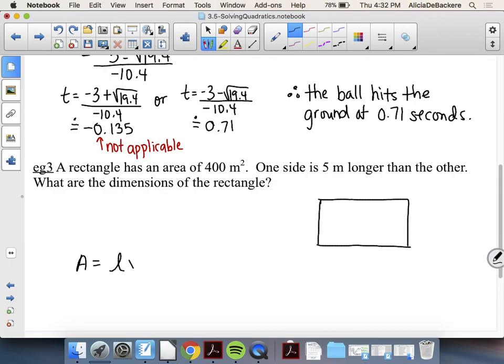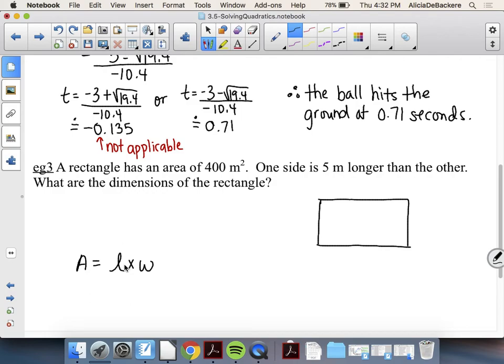I know that in order to find some information about the shape, I'm going to use the area formula because they told me in the question that the area is 400 meters squared. So that's great, except I've still got the length and the width here.